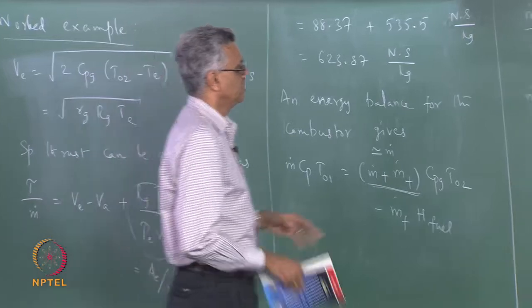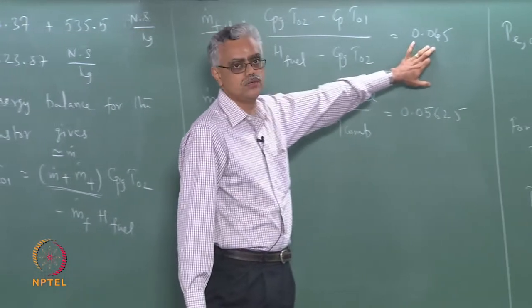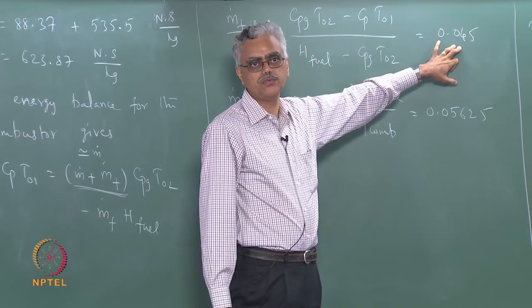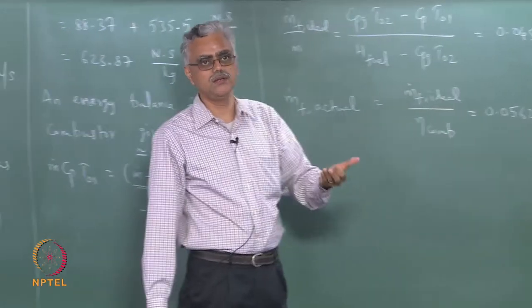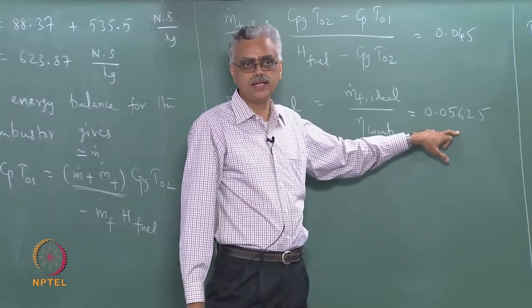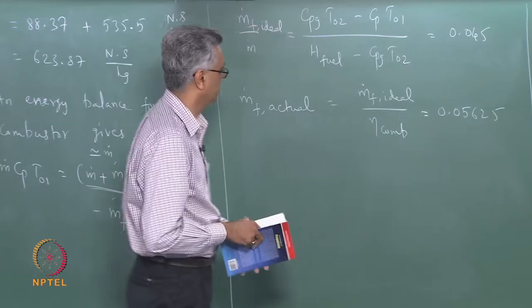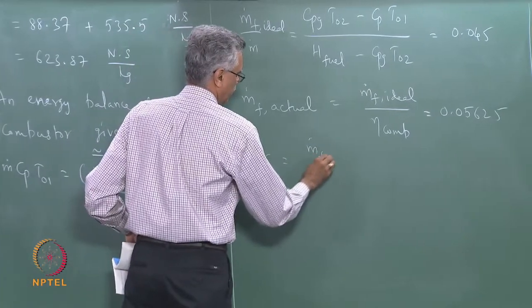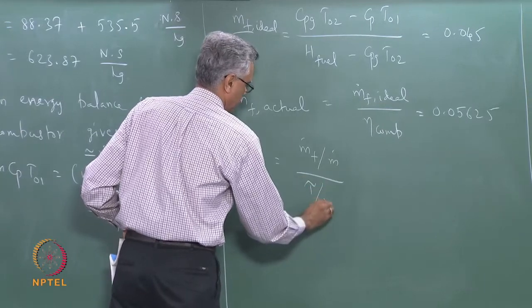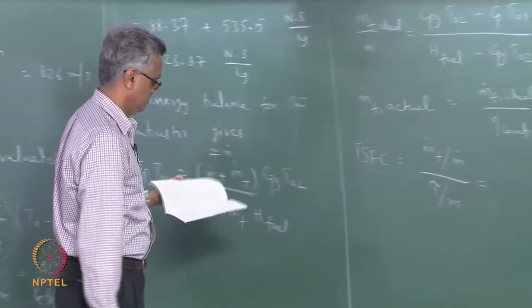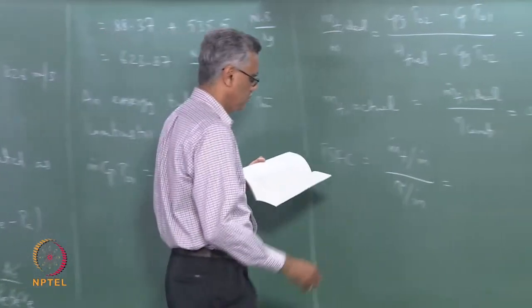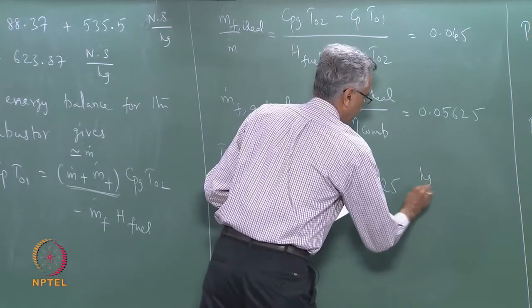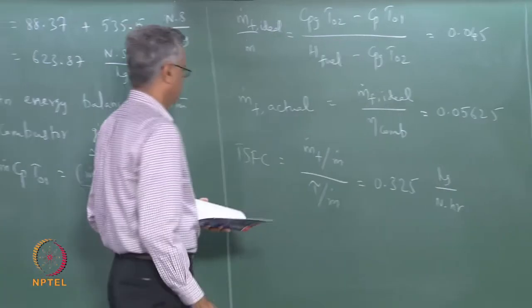So, this comes out to be 0.05625. What this tells me is that under ideal circumstances, I would have had to burn only 0.045 times m dot to achieve the peak temperature of 2100 Kelvin, but because the combustor is not 100% efficient, I have to burn this much fuel to realize the same peak temperature. That is what this means. So, TSFC is equal to m_f dot over m dot divided by T over m dot, and substituting the numbers, you get 0.325 kg per newton hour.